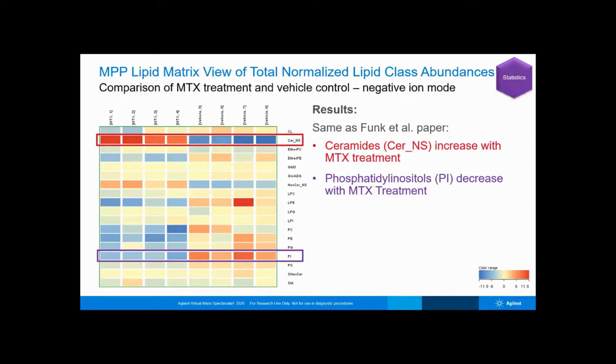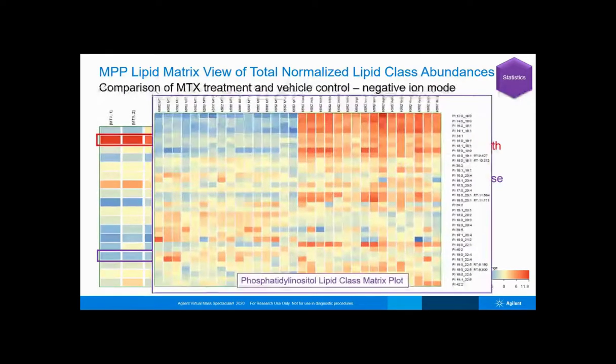Now, for any particular lipid class, we can dig deeper and view the lipid matrix plot for the individual annotated lipids. Here is the lipid matrix plot for phosphatidylinositols, and in this case, all individual sample replicates are shown as columns, and the individual annotated PI lipids are shown in rows. In this case, we can see a clear trend where phosphatidylinositol lipids with relatively low number of carbons in their esterified acyl chains were found to be decreased in methotrexate-treated cells.